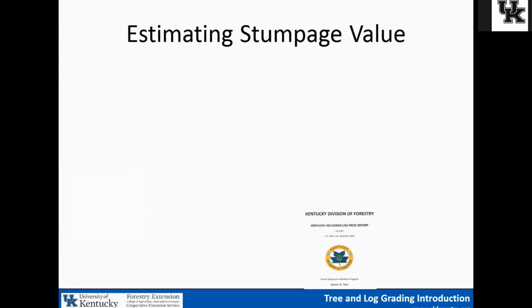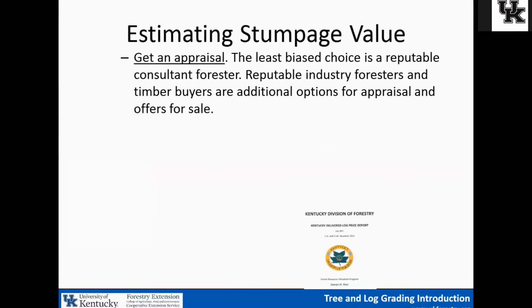So estimating stumpage value is something that always comes up. There are a couple of different ways you can go about this. Getting an appraisal is one way. Your least biased choice is using a reputable consultant forester that will represent you. They can even help you market your timber. A reputable industry forester or timber buyer is another option for appraisal and offers for sale. Like anything, you want to get references and make sure you know who you're working with.